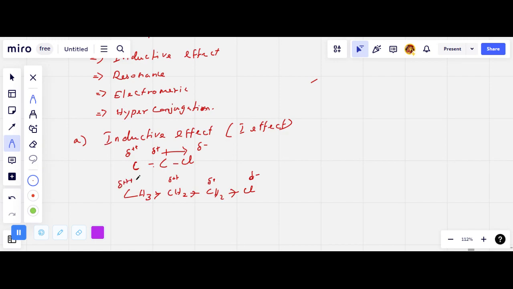So this induction of polarity due to the presence of a polar bond in an organic molecule is called inductive effect. Understood? So, the induction of polarity.